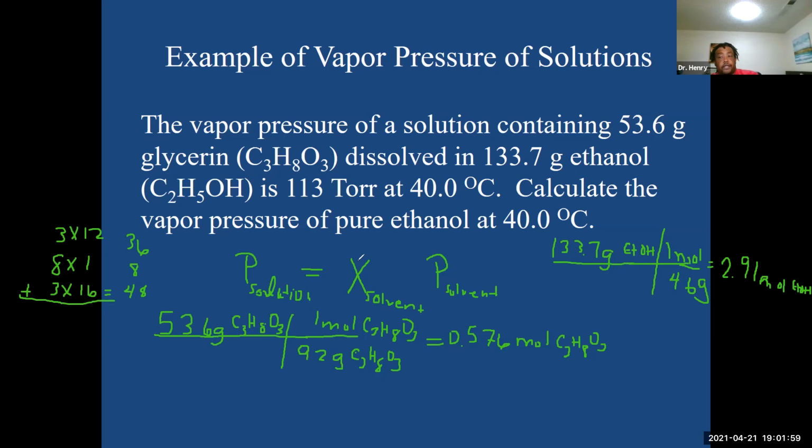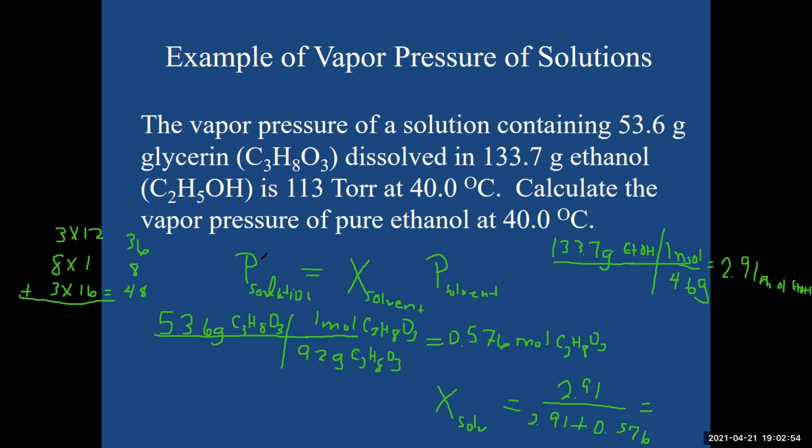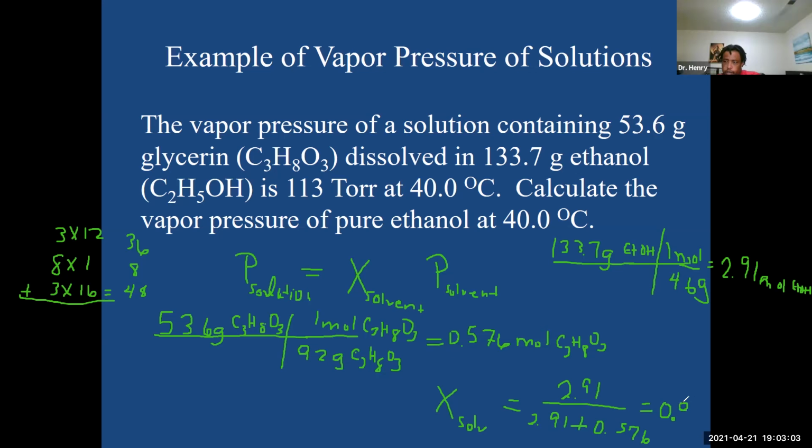So we're looking at the molar mass of the solvent. So then X of the solvent is going to be equal to the ethanol, 2.91, over 2.91 plus 0.576. 0.834 or 0.835. You said 0.835.